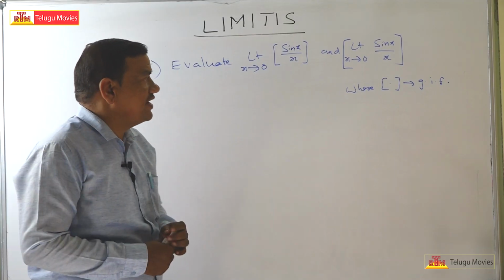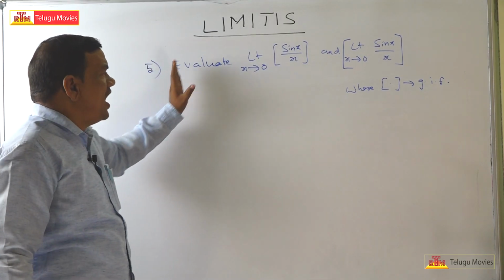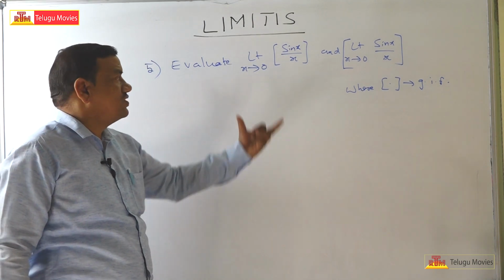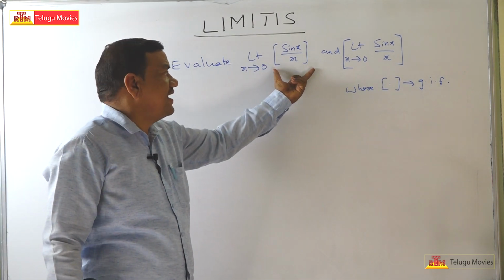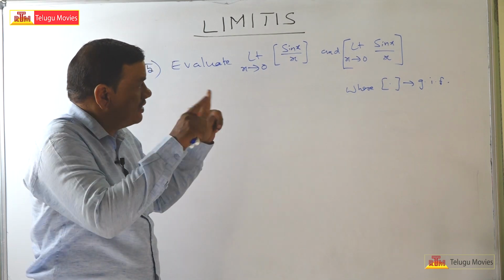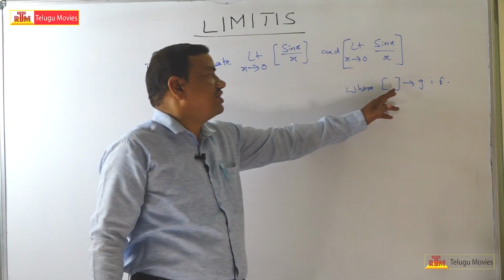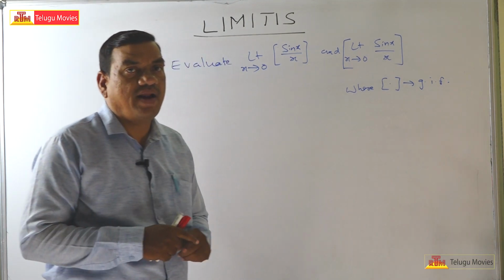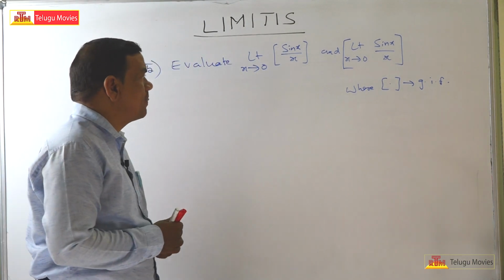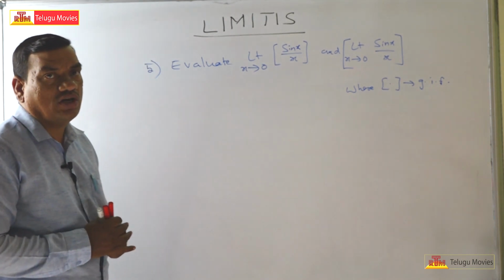One more problem, a very interesting problem. Evaluate the limit as x tends to 0 of the greatest integer function of sin x by x, and the limit as x tends to 0 of sin x by x. So this is a greatest integer function, not just an ordinary bracket. Both are not the same. Try to understand.